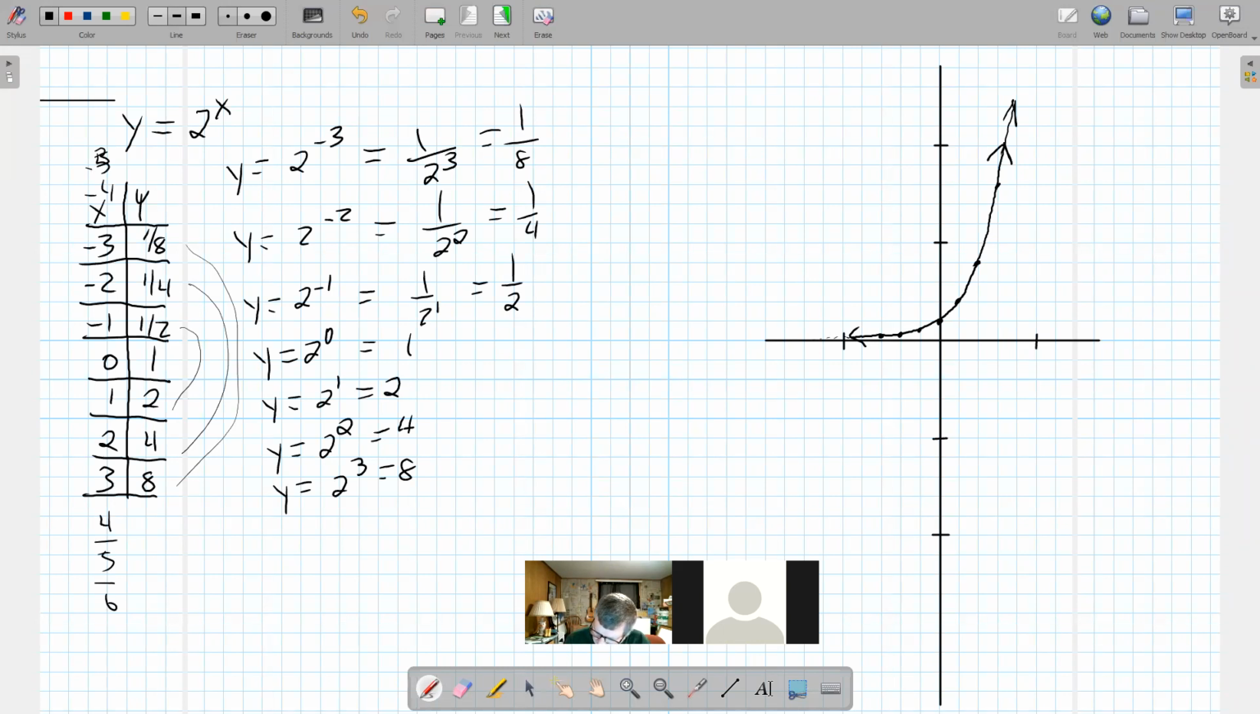So let's see, what are the characteristics of this thing? Well, the domain would be what? All real numbers. It's supposed to be negative and positive infinity. The range would be what? Not 0, but greater than 0 up to infinity. What about the x-intercepts?